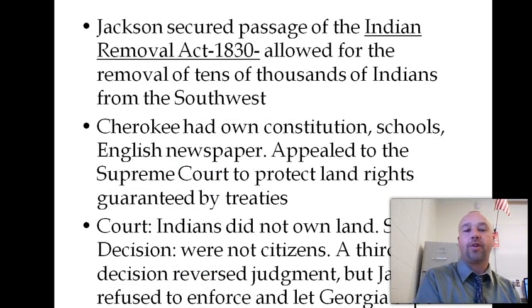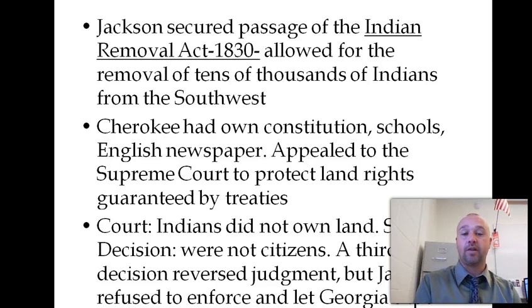Jackson is going to secure passage of the Indian Removal Act in 1830, which will set the stage for the Trail of Tears, which will actually be carried out under Van Buren's administration. But this allowed for the removal of tens of thousands of Indians east of the Mississippi River.